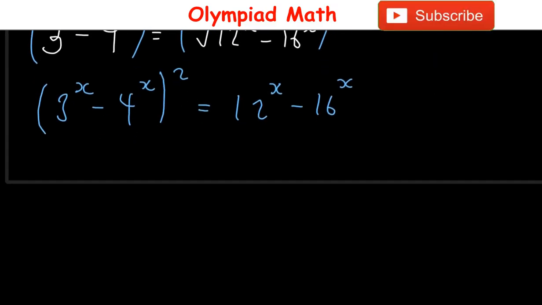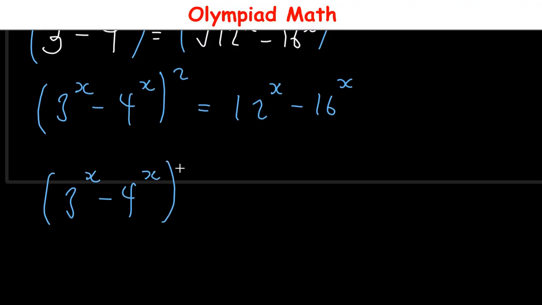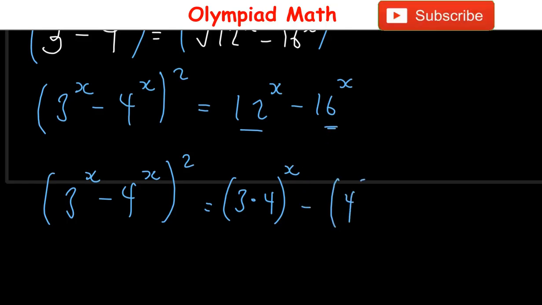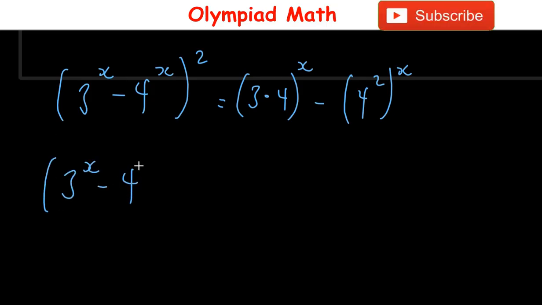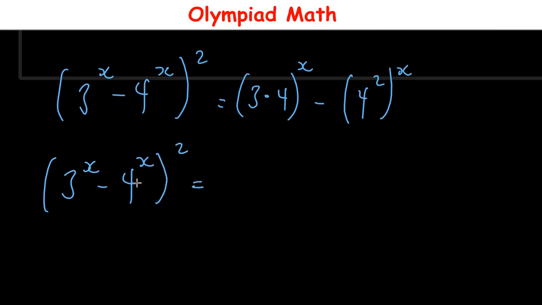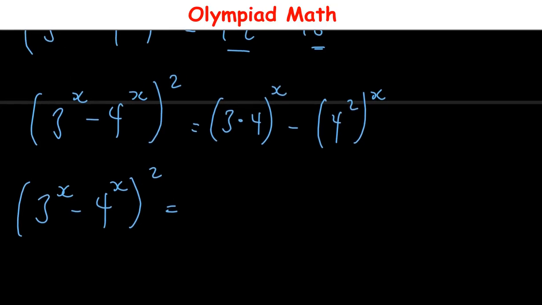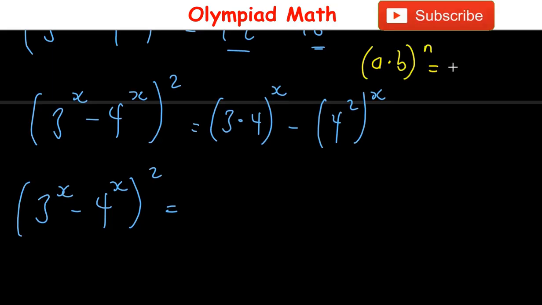So with this, we have in brackets 3 raised to power x minus 4 raised to power x all raised to power 2 equals, you can write 12 as in brackets 3 times 4 all raised to power x minus, you can write 16 as 4 squared all raised to power x. So we have in brackets 3 raised to power x minus 4 raised to power x all raised to power 2. This equals, making use of this rule of indices, that if you have in brackets a times b all raised to power n, this equals a raised to power n times b raised to power n.